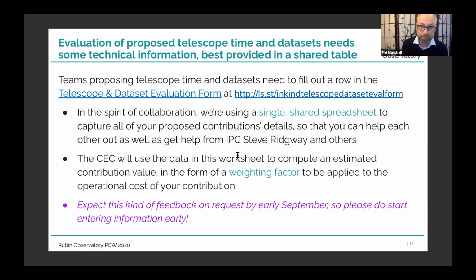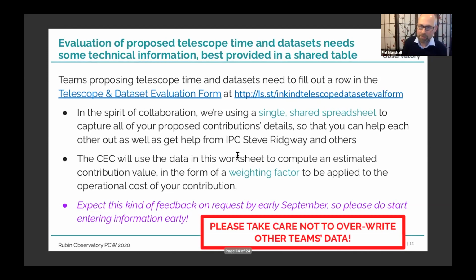What the CEC will do with the IPC's help is read the data from that worksheet into their own analysis sheet, and they'll use it to start estimating contribution values, which will help you and us figure out how many PIs are worth your time. I think we ought to be able to give feedback about the value of particular contributions by early September. The sooner you start putting information into this spreadsheet, the sooner we'll be able to get back to you with an estimated value. So I encourage you to jump in there and start editing, with the following caveat: because we're all collaborating on the single spreadsheet, please take care not to overwrite the other team's data.